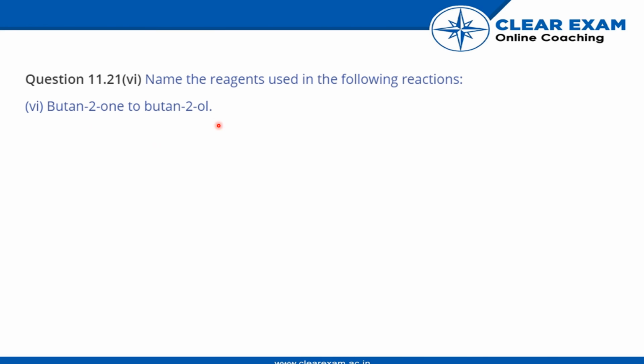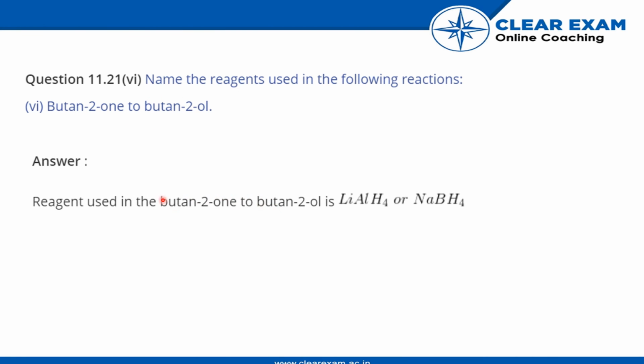Butan-2-one to butan-2-ol. So basically we are reducing this. So we need a reducing agent, which are LiAlH4 or NaBH4.